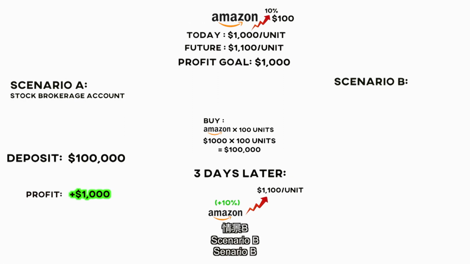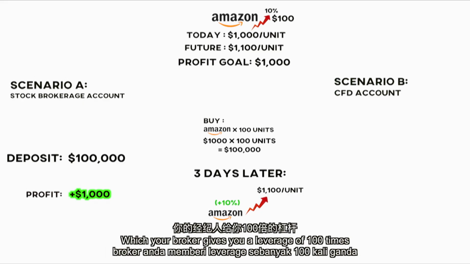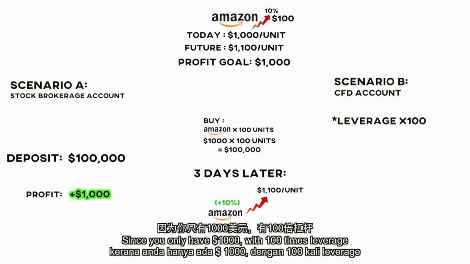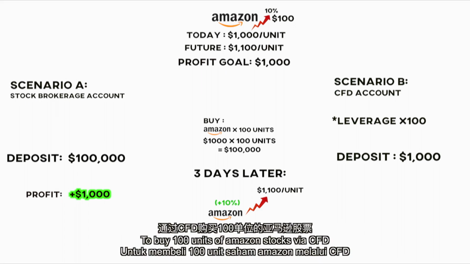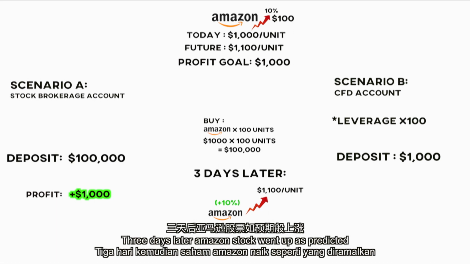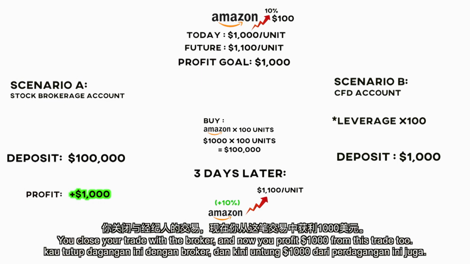Scenario B. You don't have 100,000, but you have a CFD account, which your broker gives you a leverage of 100 times. With 100 times leverage, you only need to deposit $1,000 into your brokerage account to buy 100 units of Amazon stock via CFD. Three days later, Amazon stock went up as predicted to $1,100 per unit. So you close your trade with your broker and now you profit $1,000 from this trade too.